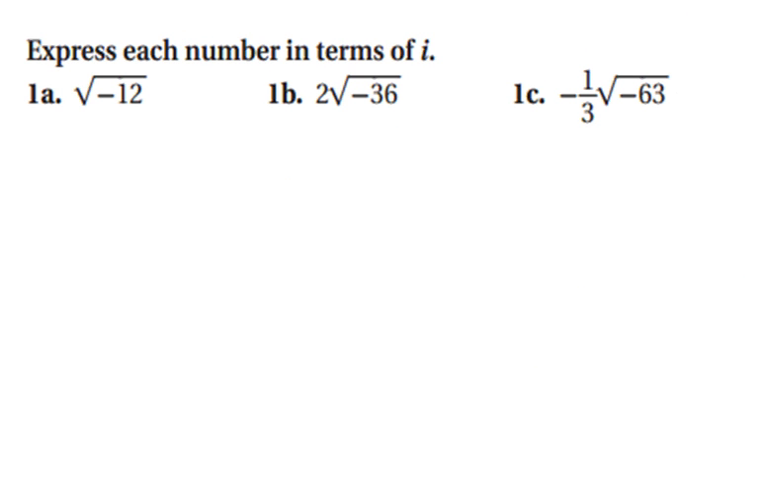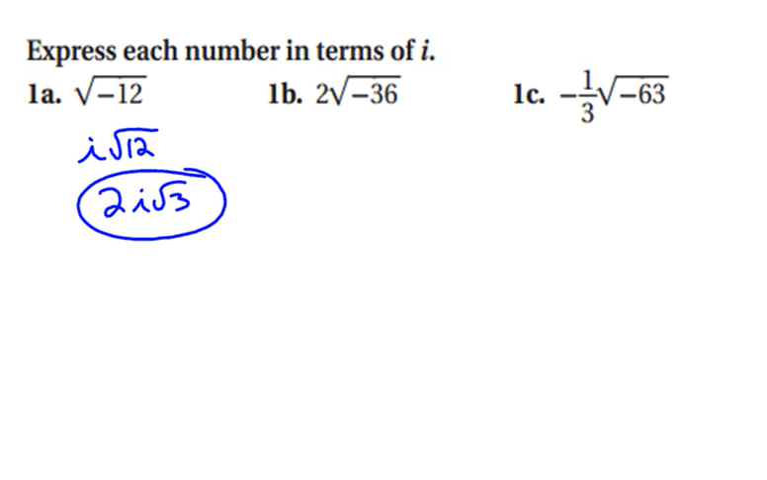So, expressing each number in terms of i. I'm not going to go through all of these examples, but we can certainly take care of one of them. The square root of negative 12, we know it's going to be an i. So if you want to deal with that right off the bat, go ahead. Square root of 12, many of you can now look at that and know that that's 2 radical 3. So that means that the 2 is going to come out because it's 4 times 3. So we get 2i radical 3. And that's it. That's all she wrote.